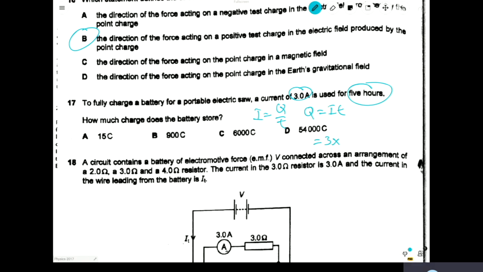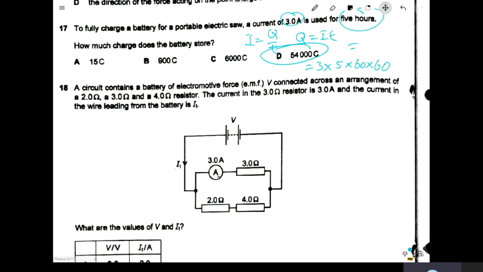Minutes, seconds. Yeah, 5 times 60 times 60. Right? So 5 times 60 times 60 equals to 54,000. So the answer is D. Right? D is the answer.